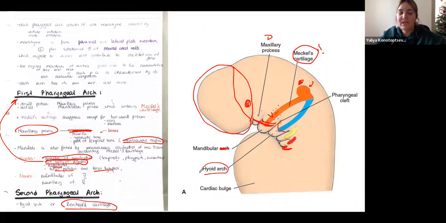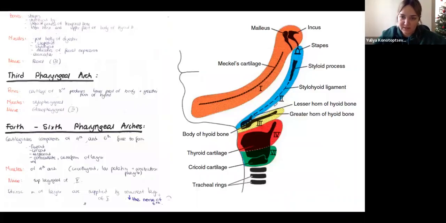But this name is very misleading because you would think that if it is called hyoid arch, right, the entire hyoid bone will come from it. But it is not true. Hyoid bone is made partially by the second pharyngeal arch and partially by the third one. So two pharyngeal arches are participating in making one hyoid bone. So here we can see a little bit later, right?